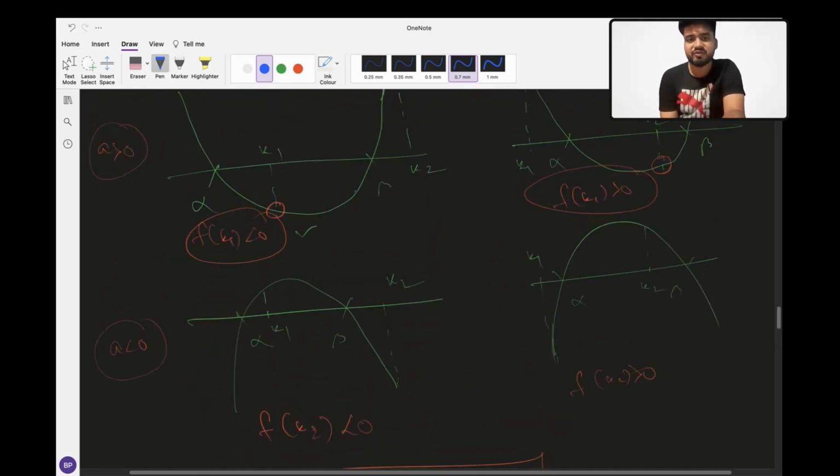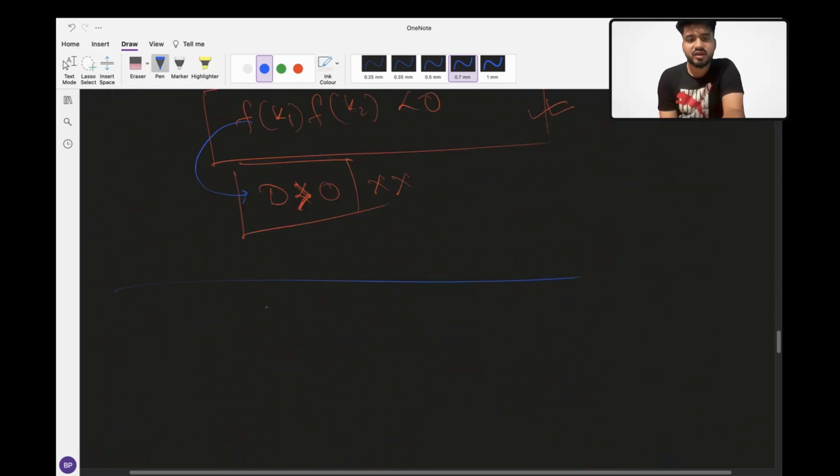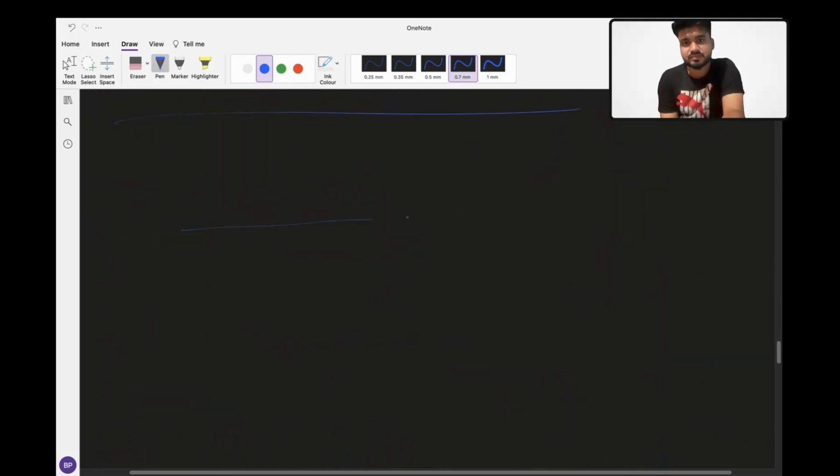Now, if we talk about both the roots lying inside, that means the graph will look like this. Yes or no? Tell me.